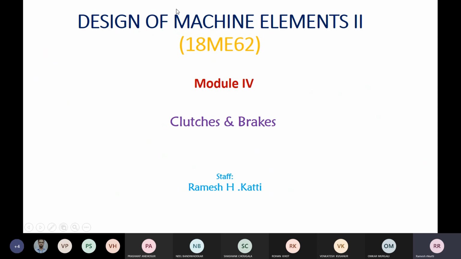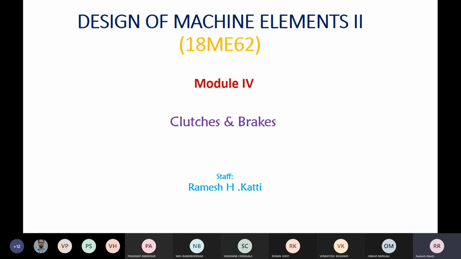In the previous lecture, we discussed the design of gears. In today's class, we will start a new module, that is clutches and brakes. In this module, first we will start with clutches.